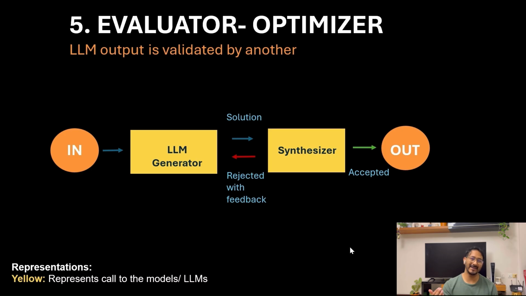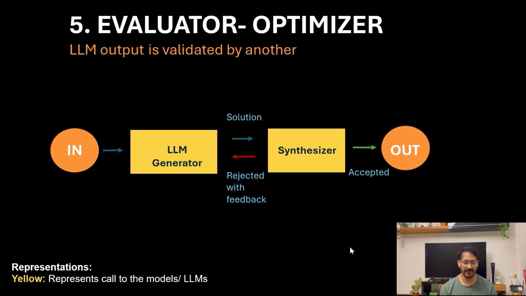If not, then it is rejected with feedback, and then there is a continuous loop until the generator is able to generate a better response or better output. And once it is accepted, by the synthesizer, it will go out as the final output. So there is an LLM generator and a synthesizer, and this is how the evaluator and optimizer works. One LLM evaluates and then optimizes the output of the generating LLM. So that's evaluator optimizer for you.